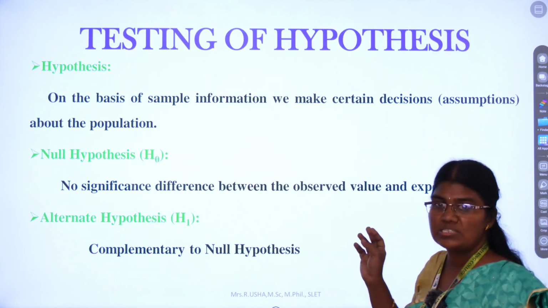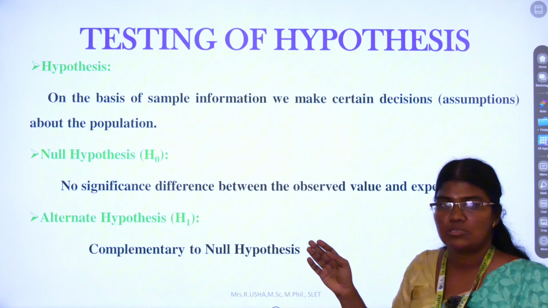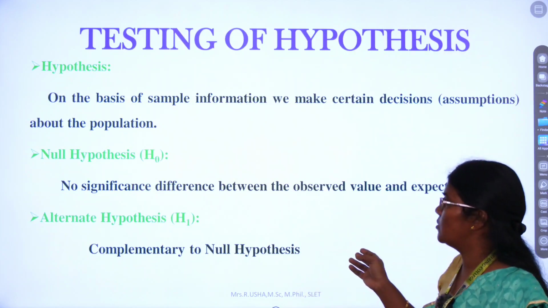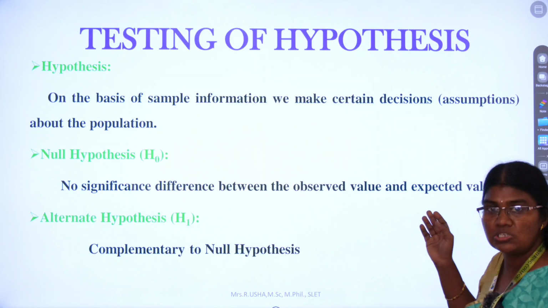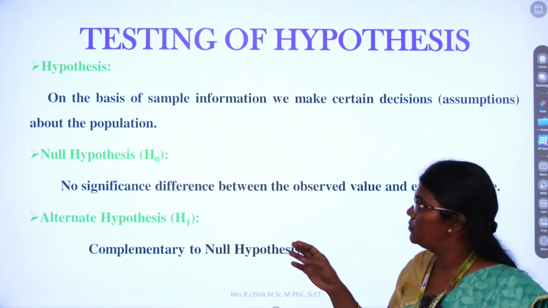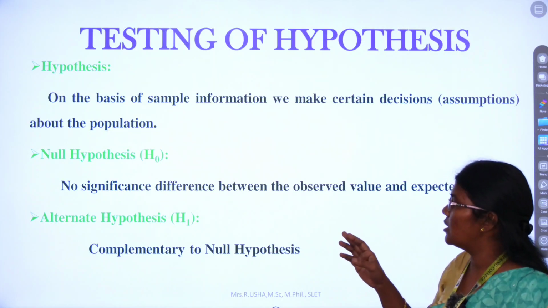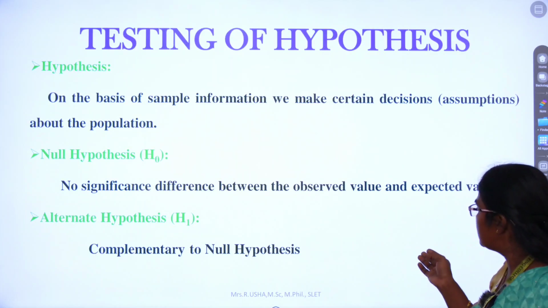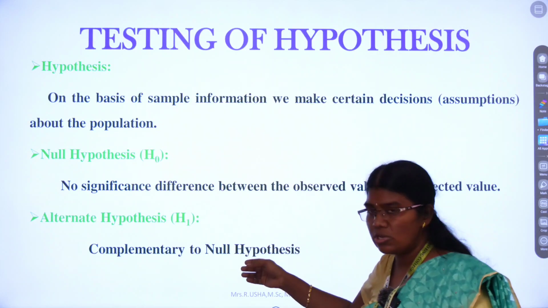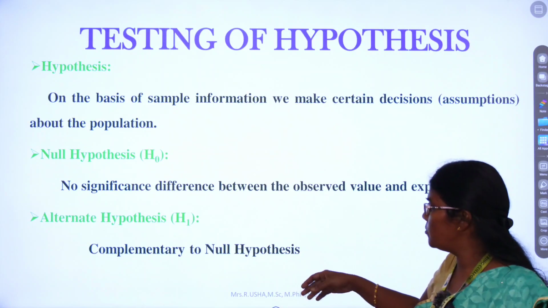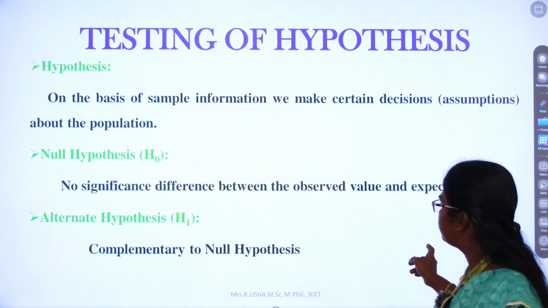Next, testing of hypothesis. First, what is meant by hypothesis? A hypothesis is a statement. On the basis of sample information, we make certain decisions about the population. First, we set up the null hypothesis, that is, there is no significant difference between the observed value and the expected value, and the alternate hypothesis, which is complementary to the null hypothesis, and it is denoted by H1.